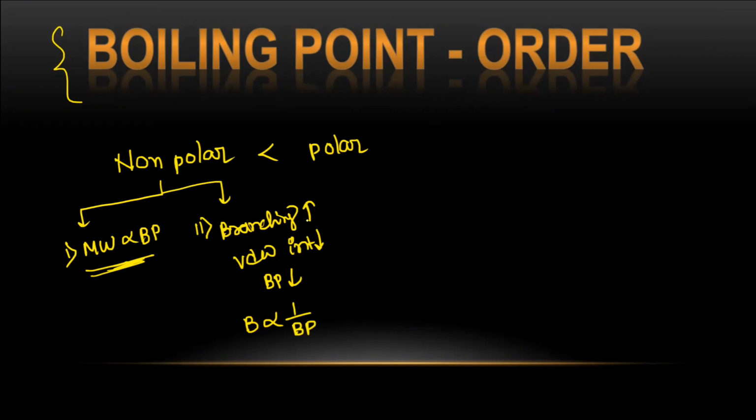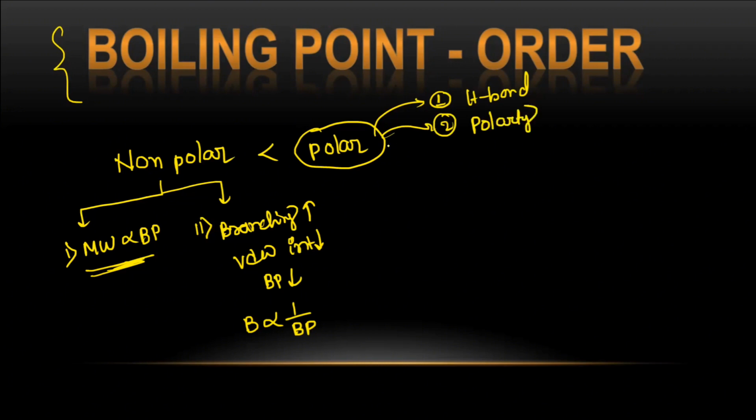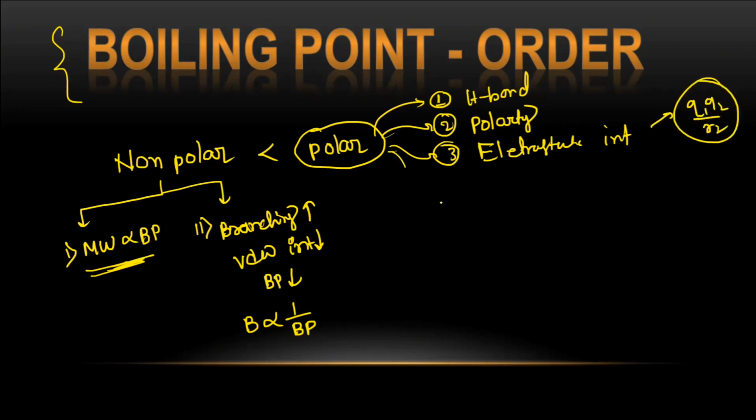I will be taking examples, but before that, if they only make you compare polar molecules, then what do you have to do? First, you have to check hydrogen bonding. Second, you have to check polarity, that means difference in electronegativity. Third, you have to check electrostatic interaction, which depends on the amount of charge and the distance. This is Q1 Q2 by R square, the Coulomb formula we know for electrostatic interaction.